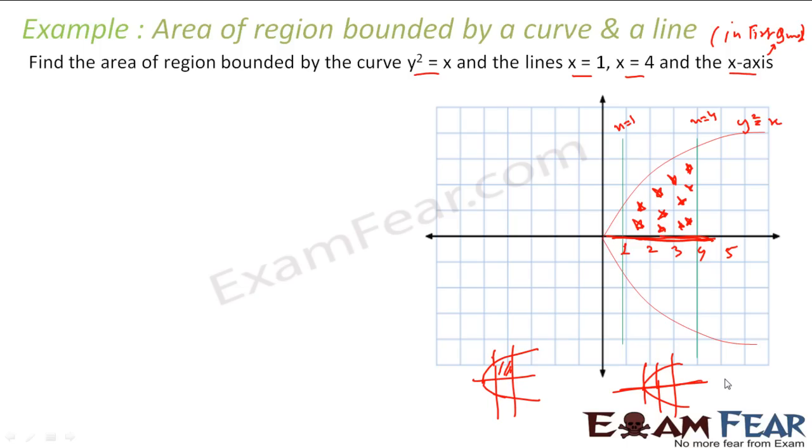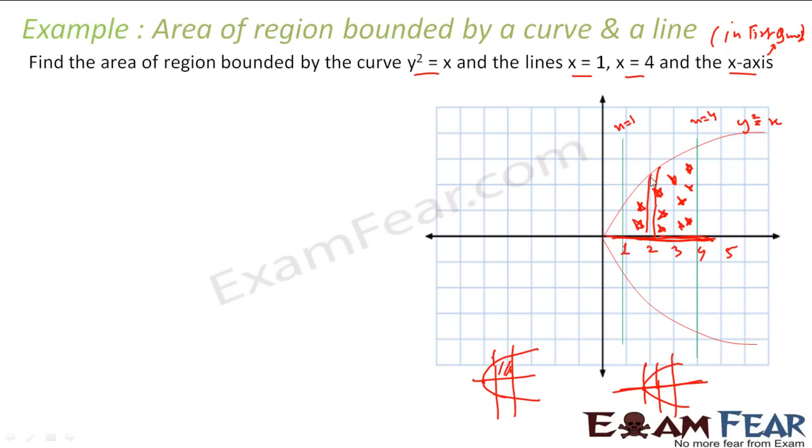So the first battle is won. We know what area to find. In this case, let's try with x varying, because if you take y varying, life will be difficult for us. In that case I have to take this area first, draw a line somewhere here, and take this area and this area. That will be complex. So let's take x varying first in this case.